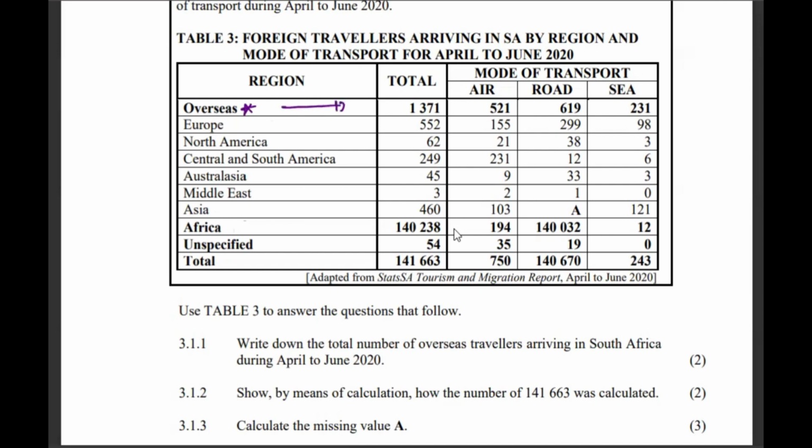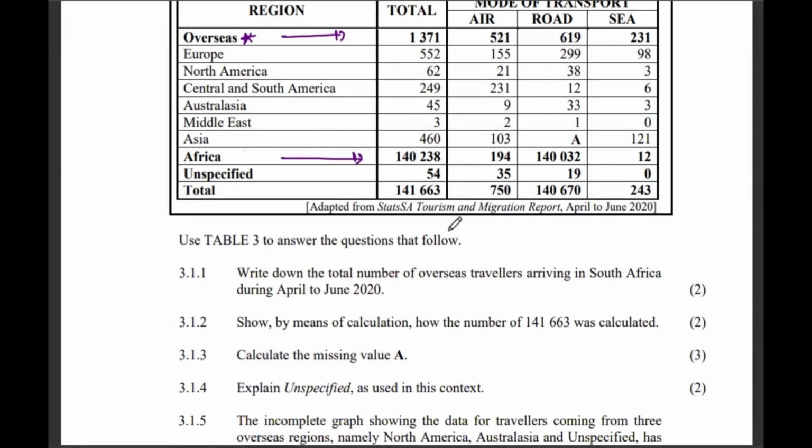This is overseas. This is Africa. Unspecified. Then the total answer is there. So they're asking you to write down the total number. So all we had to do, 2 marks, we had to come here and write 1,371.